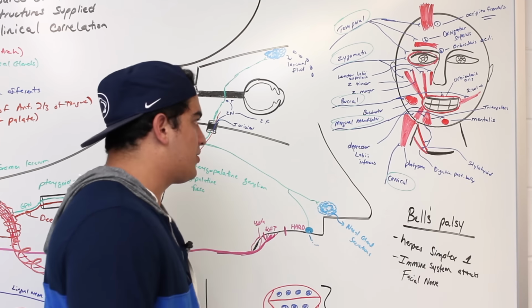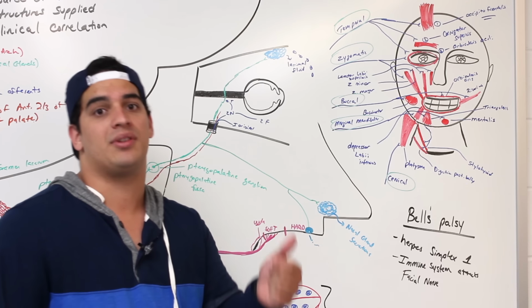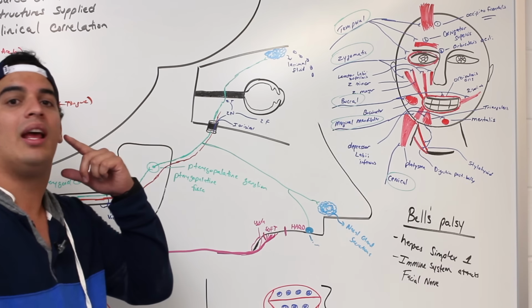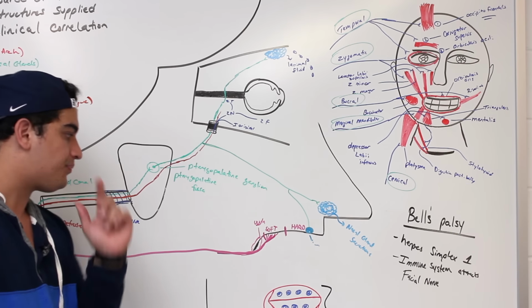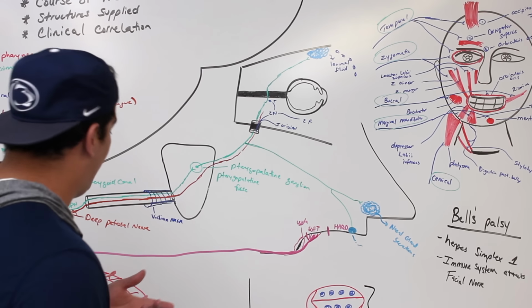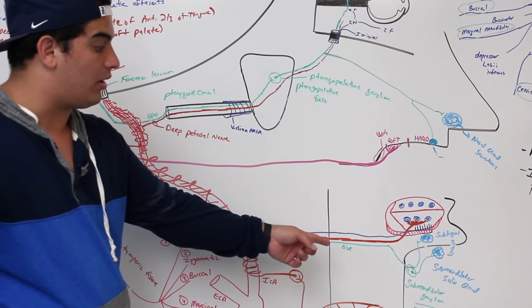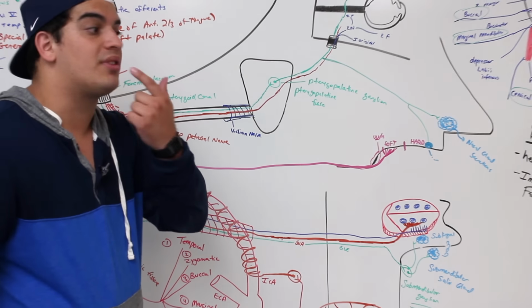So it could affect the muscles of facial expression. It could affect the taste fibers. It could cause neuropathic pain within the ear, the external acoustic meatus, tympanic membrane, and the patch of skin around the ear. And what else we said? It also could affect the actual salivation process, because it gives fibers that go to the submandibular ganglion. So they won't be able to produce saliva.